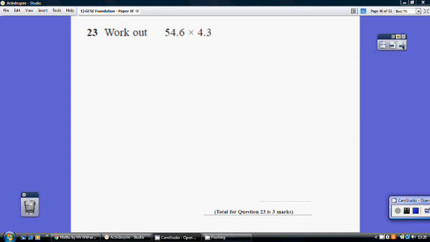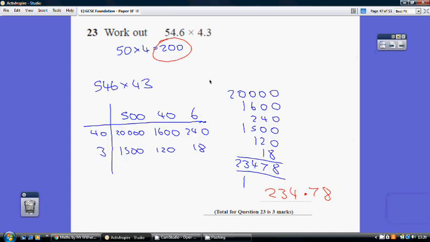Question 23. So my preference is to ignore the decimal points to start with, so do 546 times 43. And I would suggest a grid method. I like the grid method of doing 546 and 43. Cross multiply and then add together these 6 numbers, giving us 2, 3, 4, 7, 8.